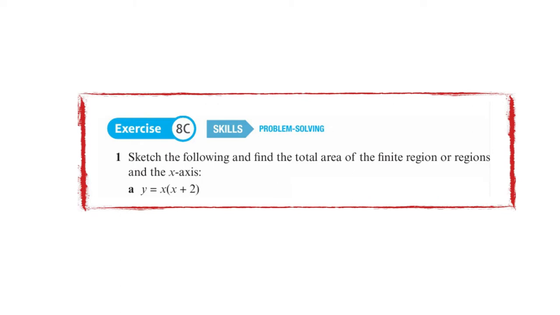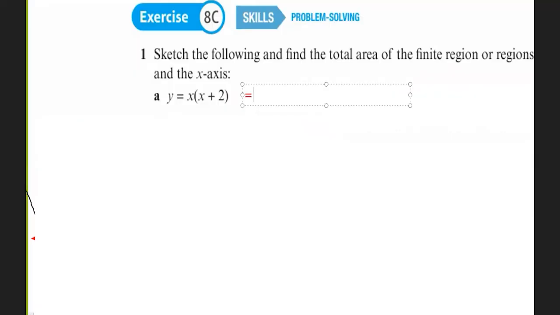The question is to sketch the following and find the area of the finite region between the given expression and the x-axis. Now let's begin with the function that we're given, y is equal to x into x plus 2. If we expand it, we will get x squared plus 2x.